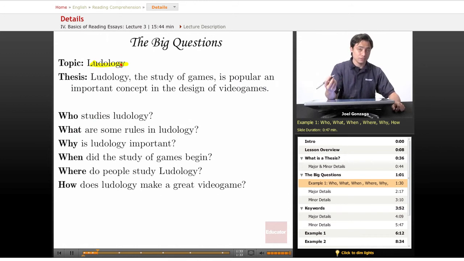So, topic is ludology. Ludology, the study of games, is a popular and important concept in the design of video games. Who, what, why, where, when? Well, who studies ludology? That could be a major supporting detail. What are some rules in ludology? Every field of study has certain rules, and you have to follow them, otherwise you're doing a different type of science.